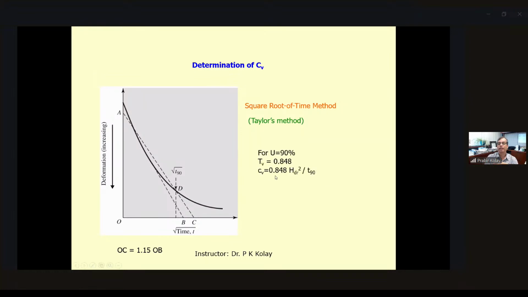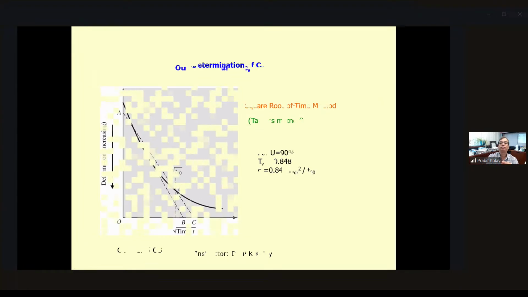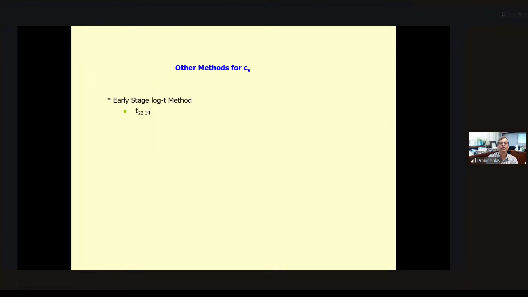So at 90% consolidation, CV is equal to 0.848 times the height of drainage squared over T90. So you can easily calculate that. There are also other methods, the early stage method and the hyperbola method. You can use those also to find out the CV.